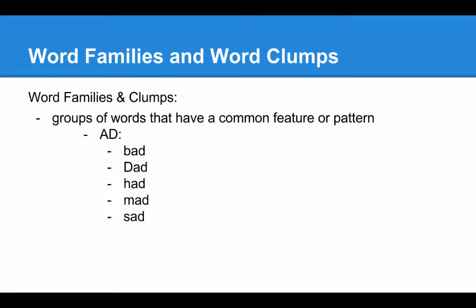Word families and word clumps. What are those? They are groups of words that have a common feature or pattern. An example in the book was the AD, so bad and dad and had, mad and sad.